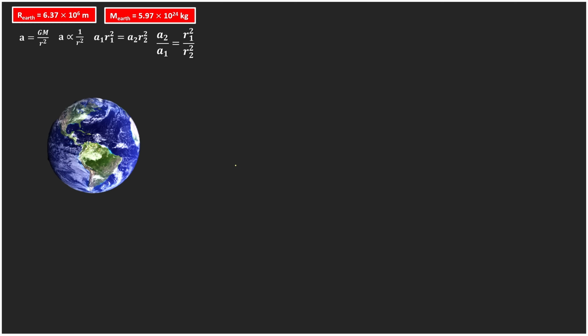Let's begin with finding out what the gravitational acceleration is when we are on the surface of the Earth. As we have learned in the last video, whenever we are on the surface of the Earth, we are actually r distance away. R is the radius of the Earth. So we use the formula a equals GM over r squared.